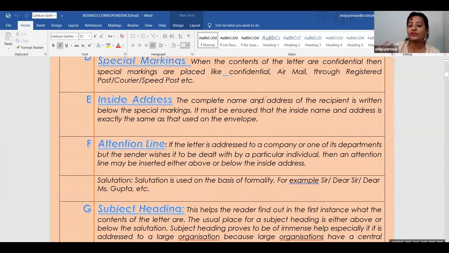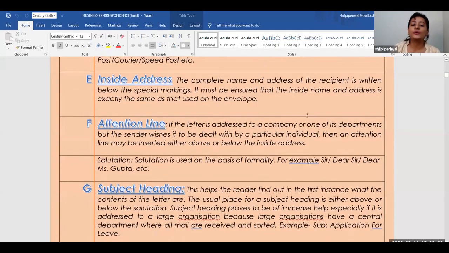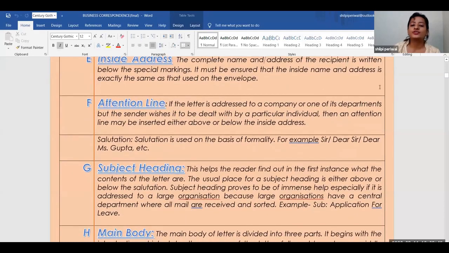When we get letters, we punch them and put them in a file. In that also, if the address is written, it is better. Same as that of the envelope. An attention line should be there, like how we address it to the company's department.